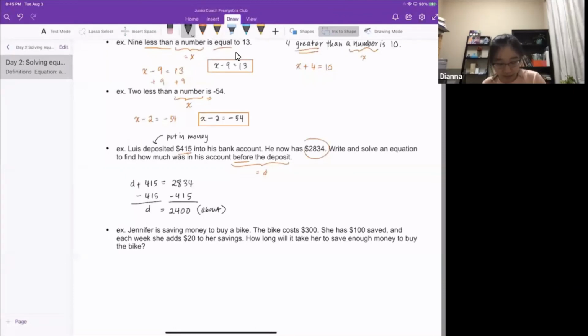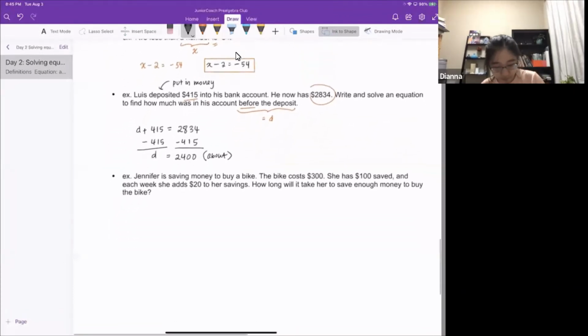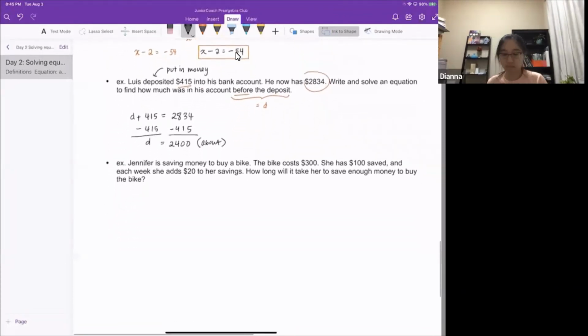So now let's look at our last and final example. Jennifer is saving money to buy a bike. The bike costs $300. That's a lot. She has $100 saved, and each week she adds $20 to her savings. So she's saving up money for it. How long will it take her to save enough money to buy the bike?